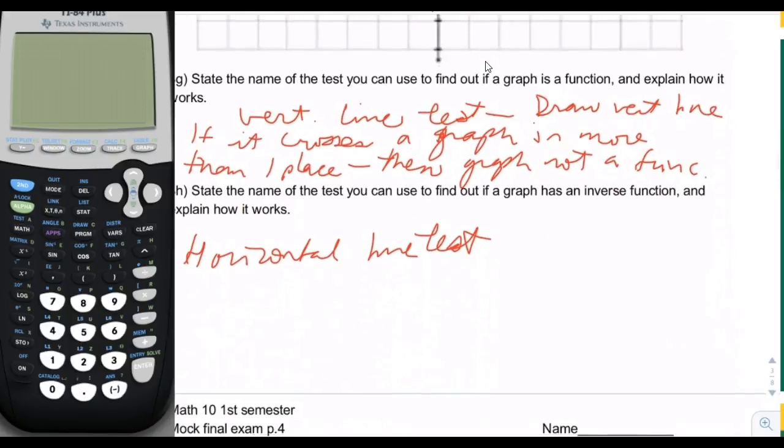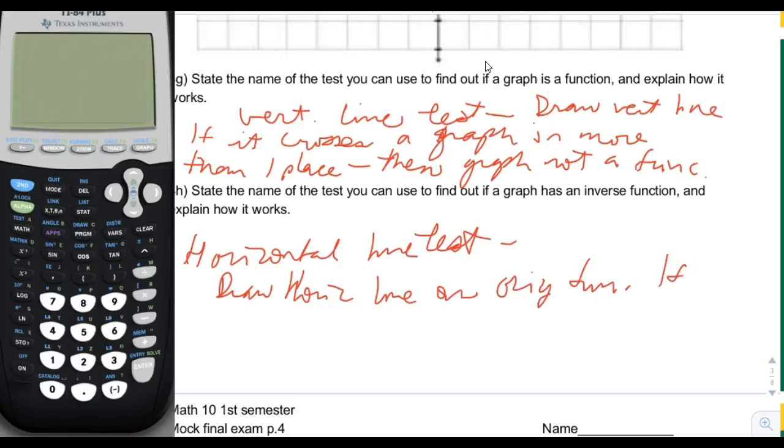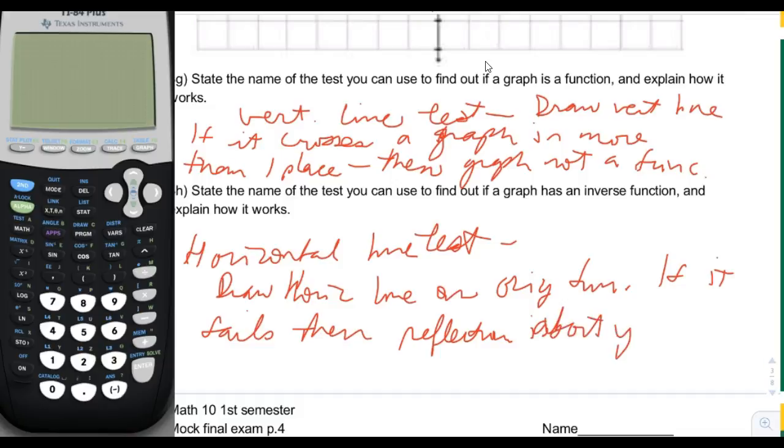So for the horizontal line test, you draw a horizontal line on the original function, and if it fails, then the inverse, or I would say the reflection about y equals x, will not be a function. It's going to fail the vertical line test.